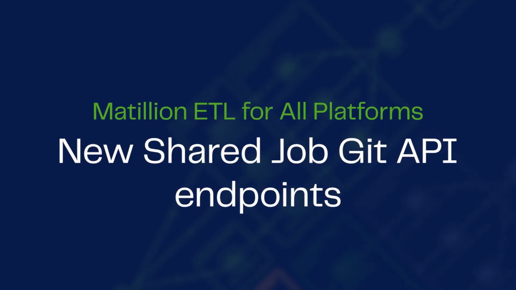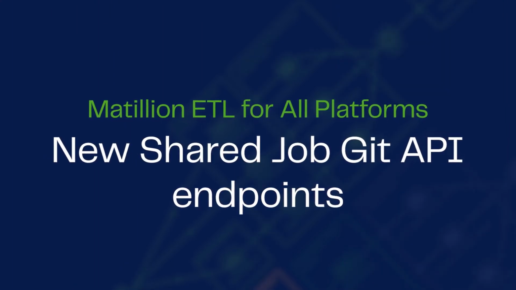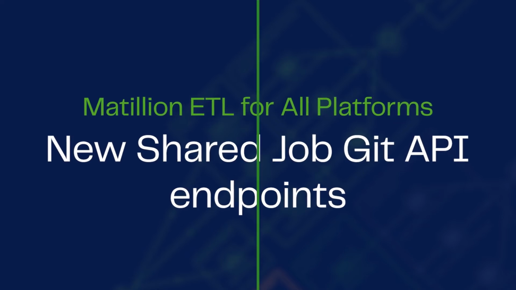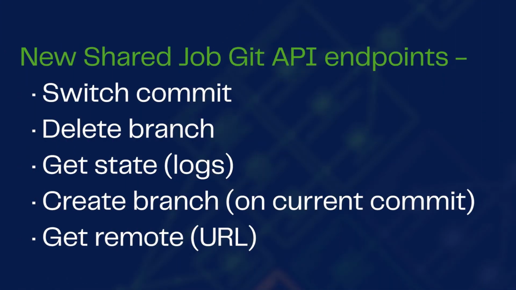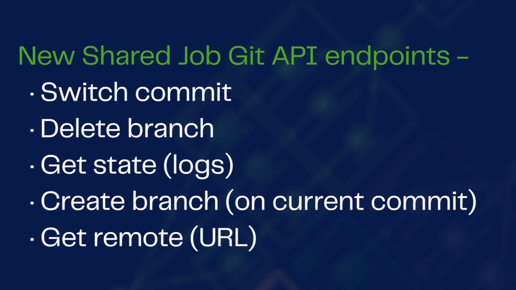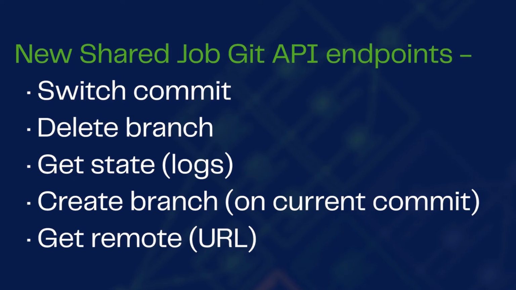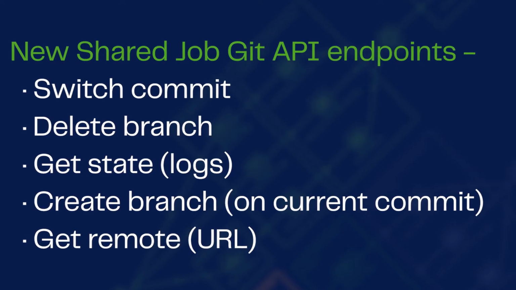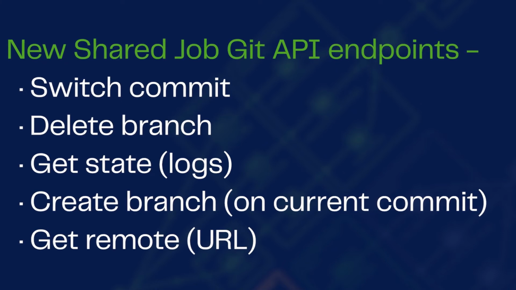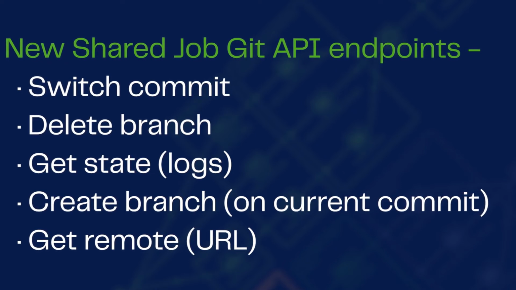Git support has been extended to shared jobs, and is now available in both orchestration and transformation jobs. The new Shared Job Git API endpoints available are switch commit, delete branch, get state logs, create branch on current commit, and get remote URL.